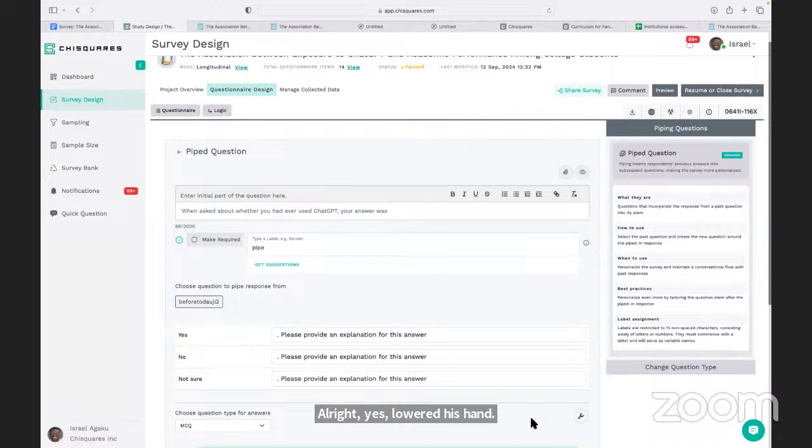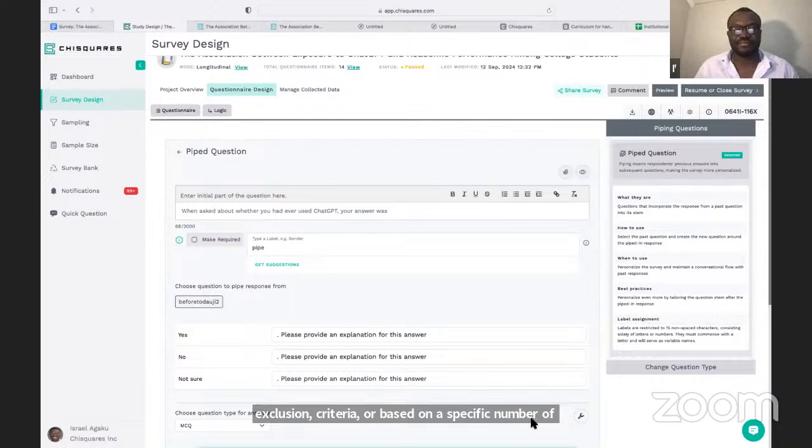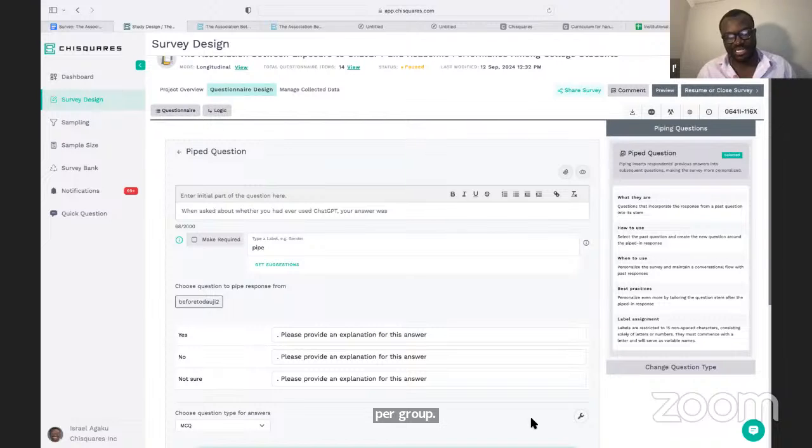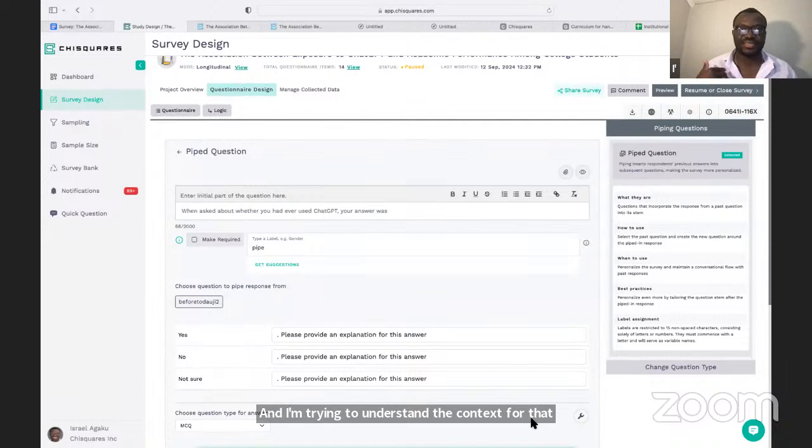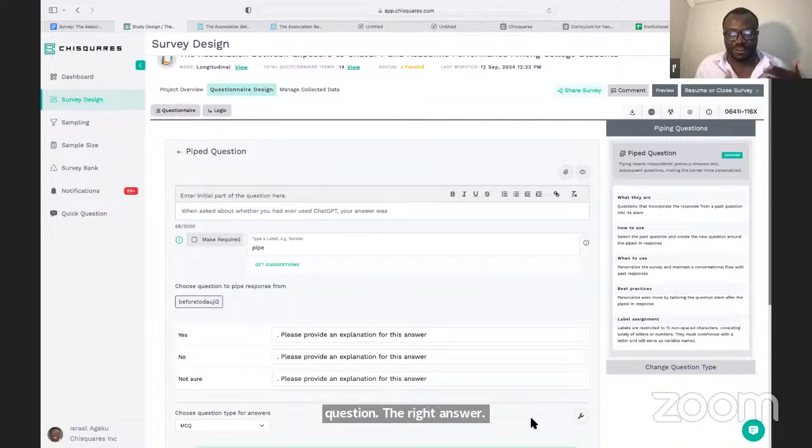When does it make sense to limit the entries based on exclusion criteria or based on a specific number of participants per group? Limits the entries. I'm trying to understand the context for that question so I supply the right answer. Are you saying limit the number of participants? Or are you saying, so if you can provide a little more context.